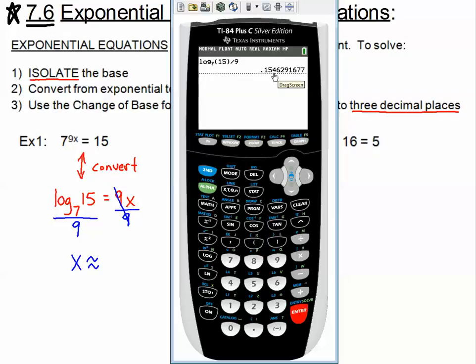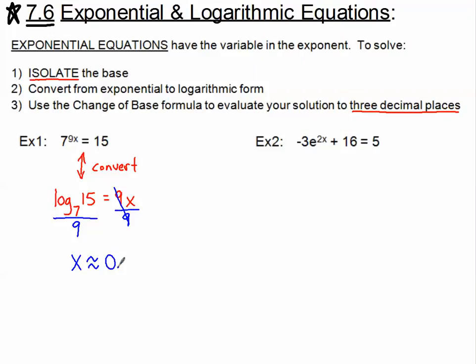0.1546. Since I'm rounding to 3 decimal places, I'm looking at my third number, which is a 4, but because the next number is 5 or higher, I'm going to round this 4 up to a 5. So 0.155 will be my final answer, 0.155.